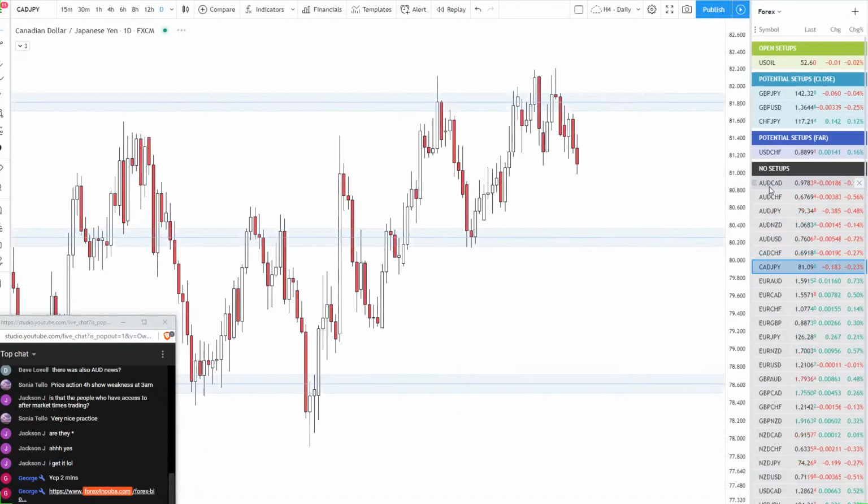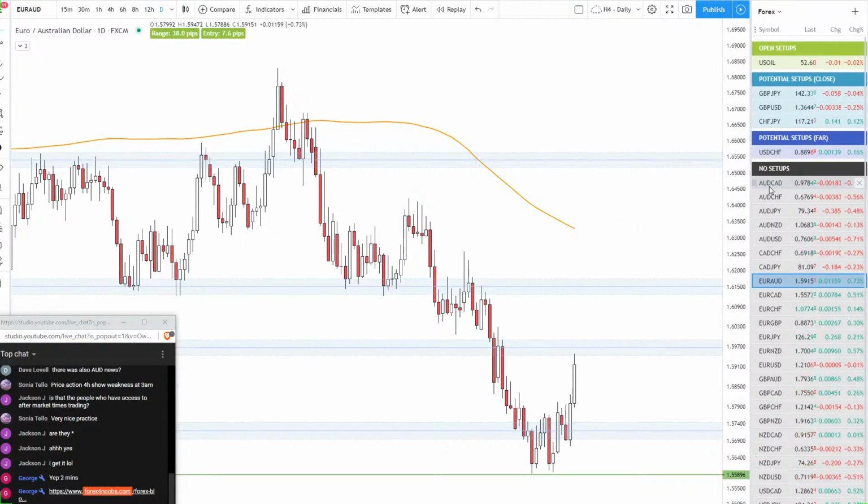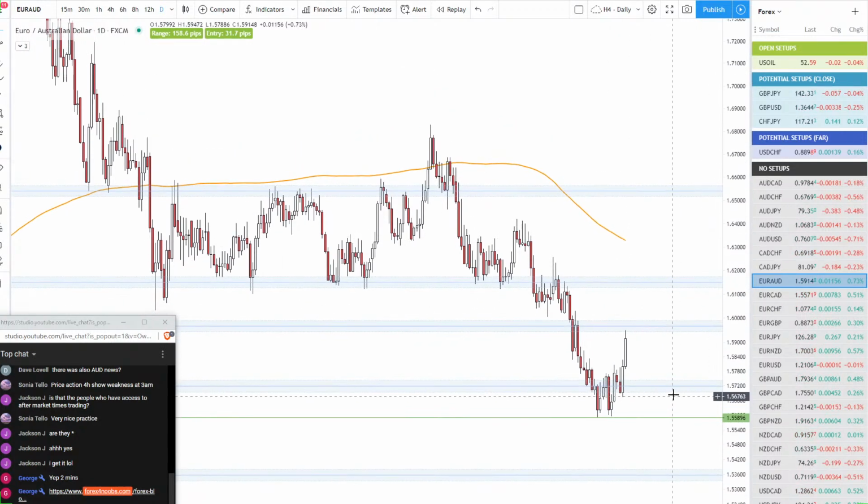What were we up to? You know what, with EURAUD, we were looking for a breakout, but that's unlikely to happen. But now we might be able to get a continuation here. I want to see if it stalls out once it properly hits this resistance area here for a potential continuation.